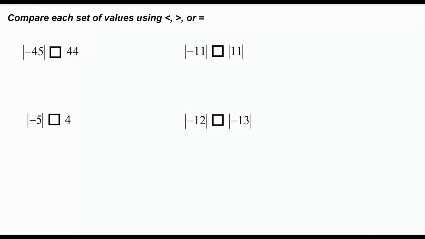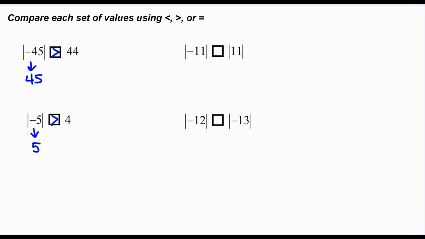And then lastly, we would just want to be able to compare numbers that contain absolute value bars as well. So the first one, we have the absolute value of negative 45 compared to 44. So what is the absolute value of negative 45? That's going to be 45, and 45 is greater than 44. Next one, the absolute value of negative 5 and 4. How are we going to compare these? Well, the absolute value of negative 5 is 5, and 5 is greater than 4.